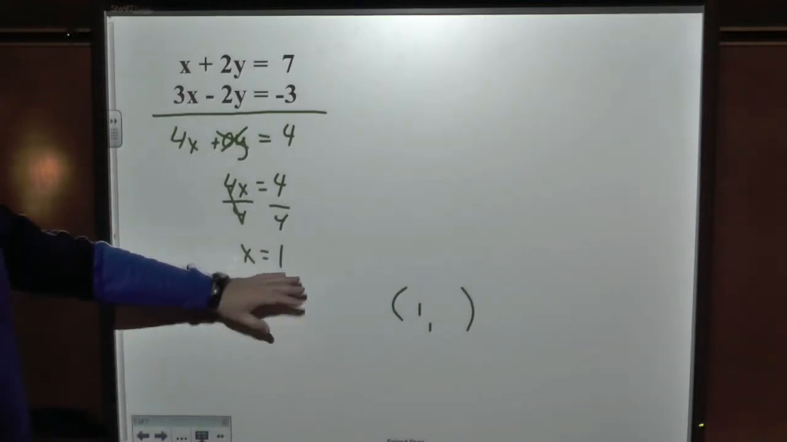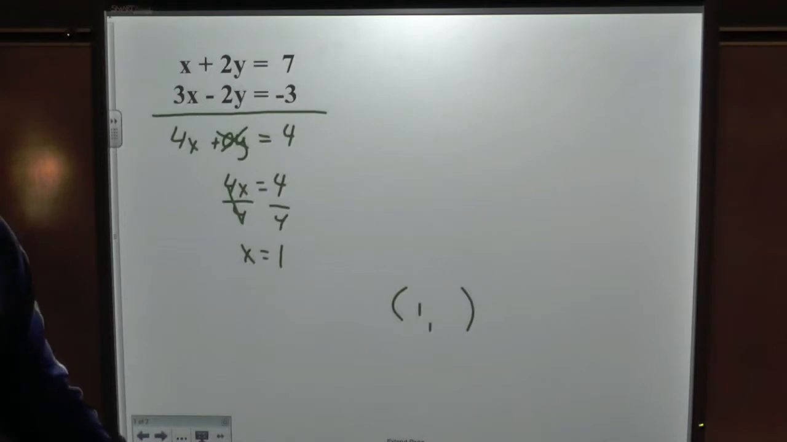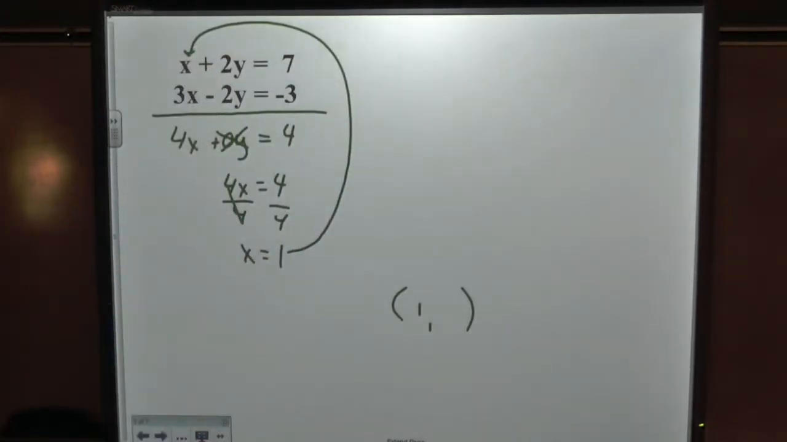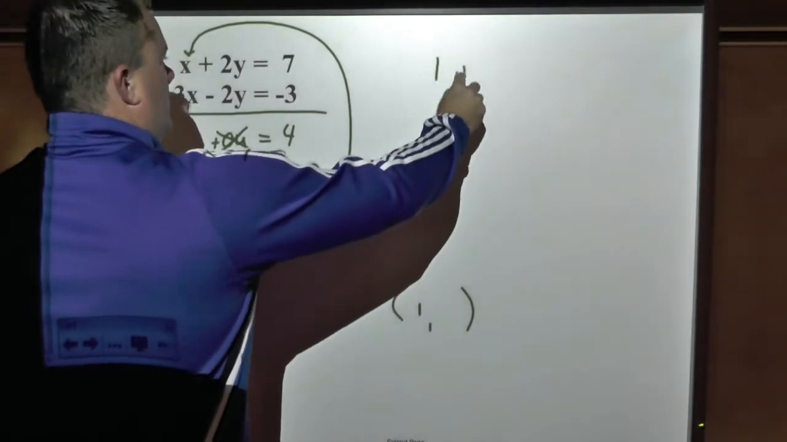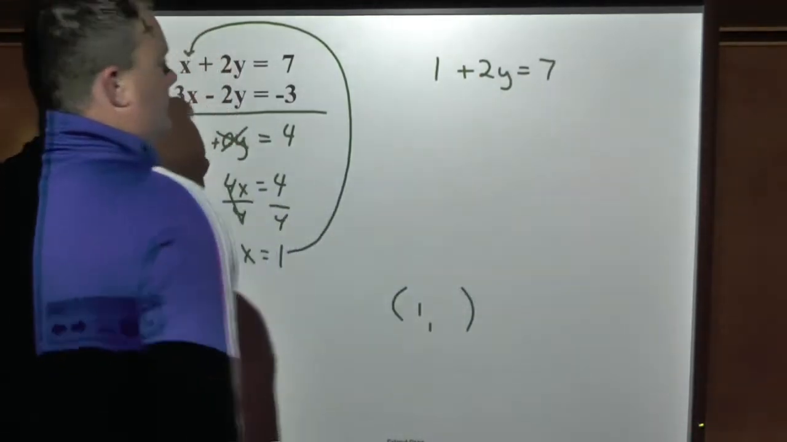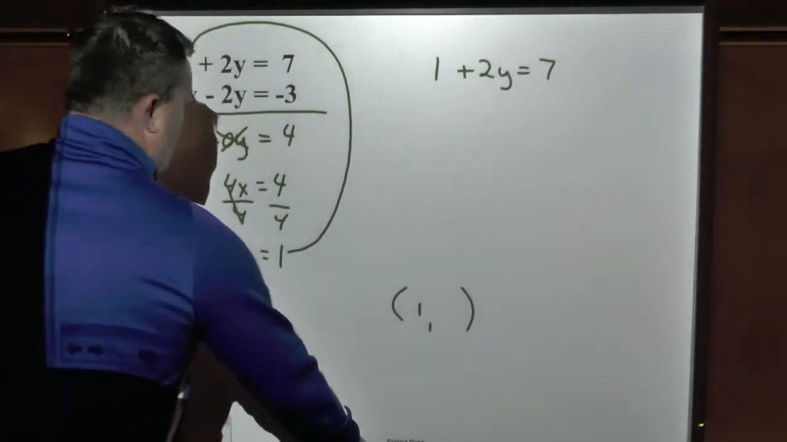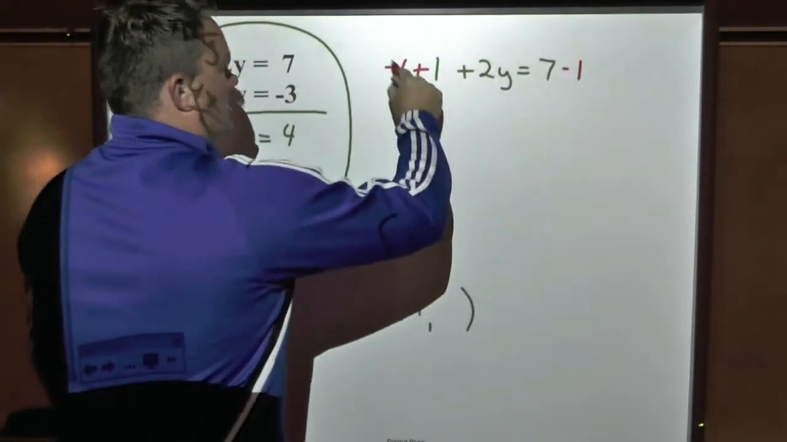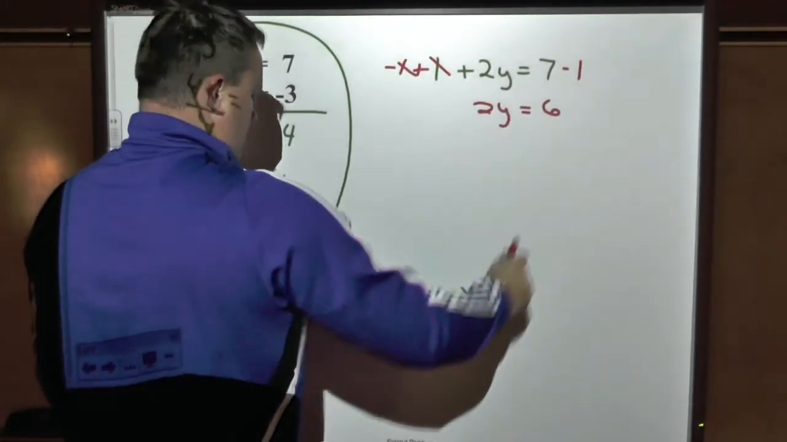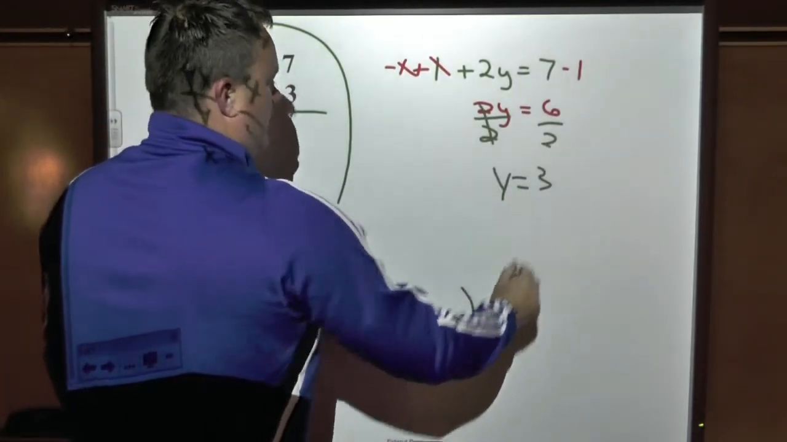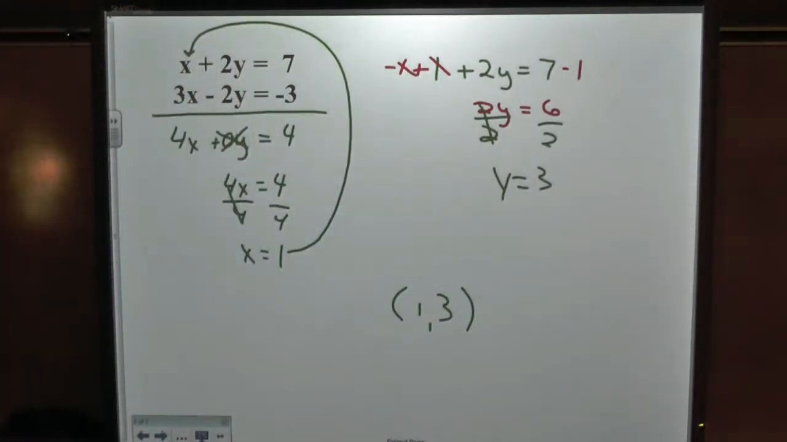Once you know what the value of a variable is, you can plug it right back into either equation. It does not matter which one. I personally would choose the first one. I would plug the 1 in for x. So I'd write 1 plus 2y equals 7. At this point, you just solve it like a lovely little two-step equation. Add negative 1 to both sides. That's 0. So you get 2y is equal to 6. Divide both sides by 2. And y is now 3. So if you were to graph these two lines, they would intersect at the point (1, 3).